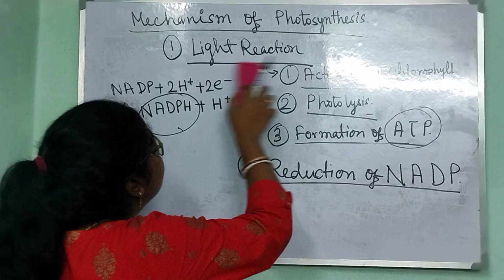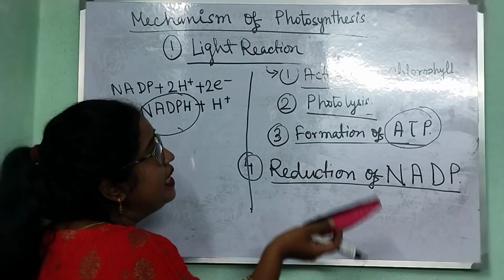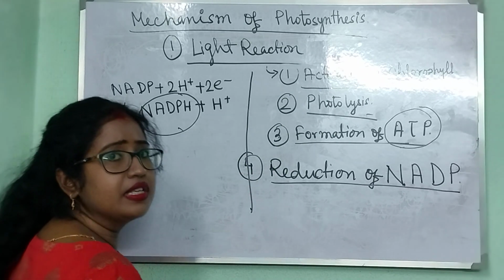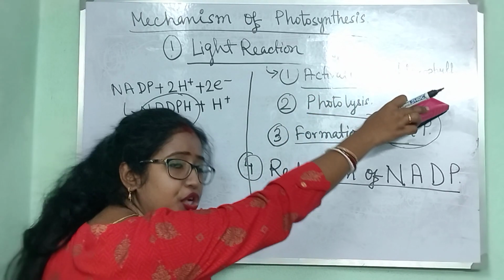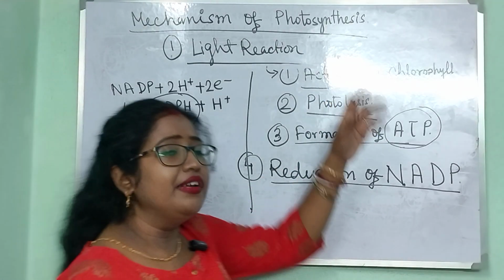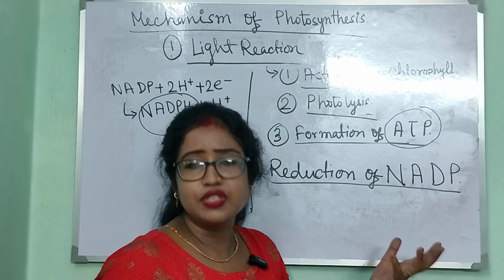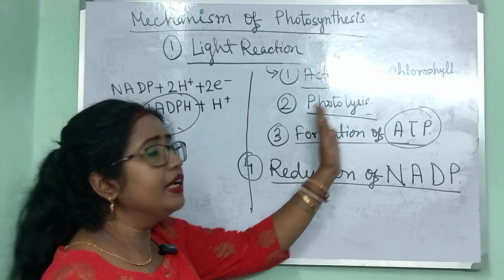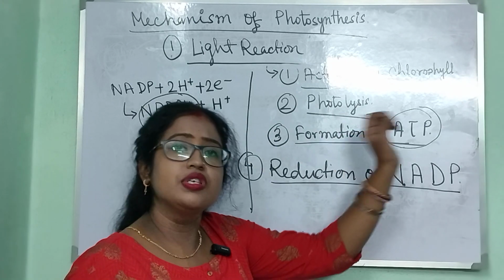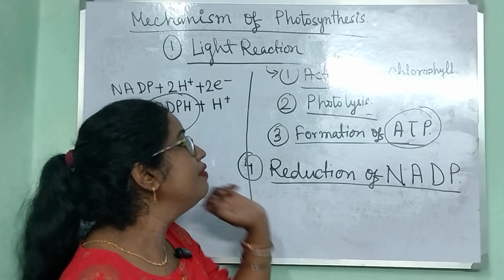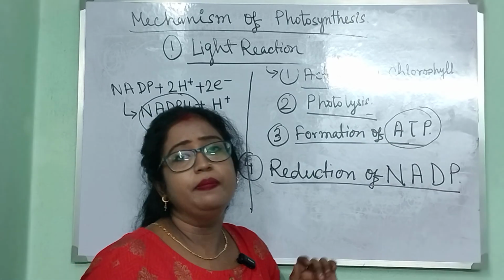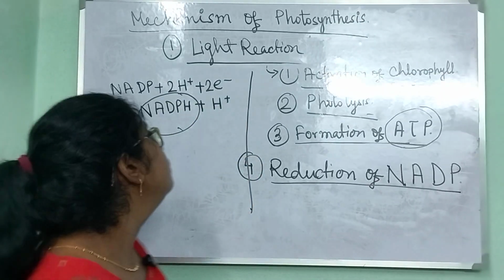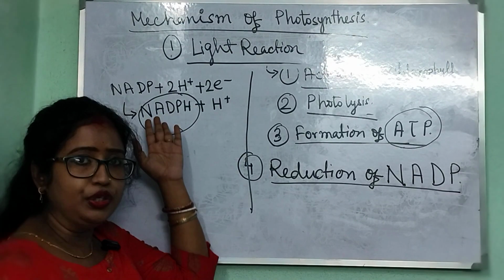So if we discuss the key events of light reaction, we will find 4 key events. First one is activation of chlorophyll. Chlorophyll entraps the visible light of sun and gets activated. The activated chlorophyll helps in breakdown of water molecule to hydrogen protons and electrons. The third event is formation of ATP via ADP, and the last is reduction of NADP to form the NADPH molecule.